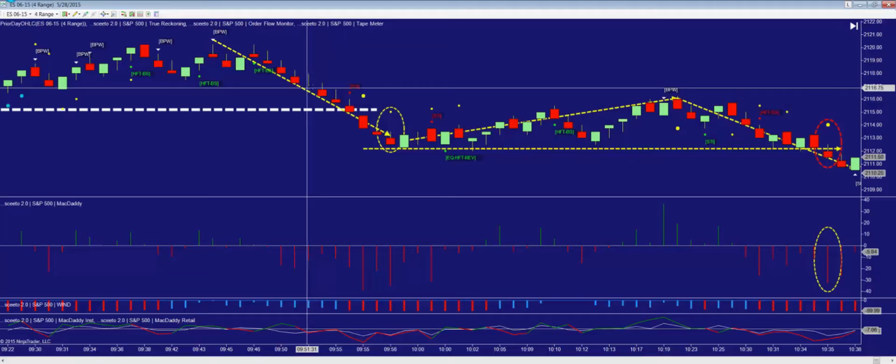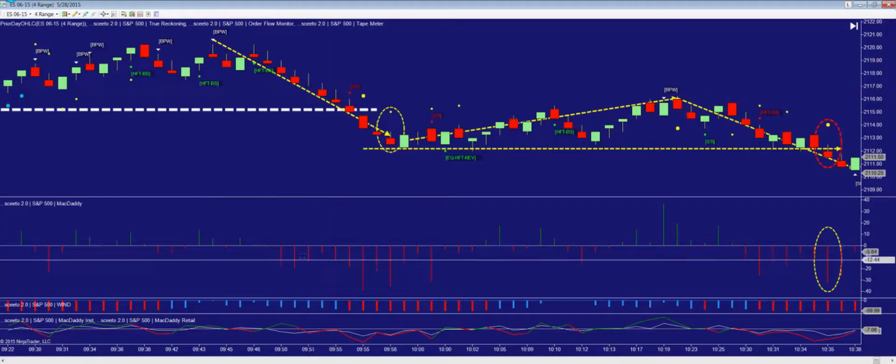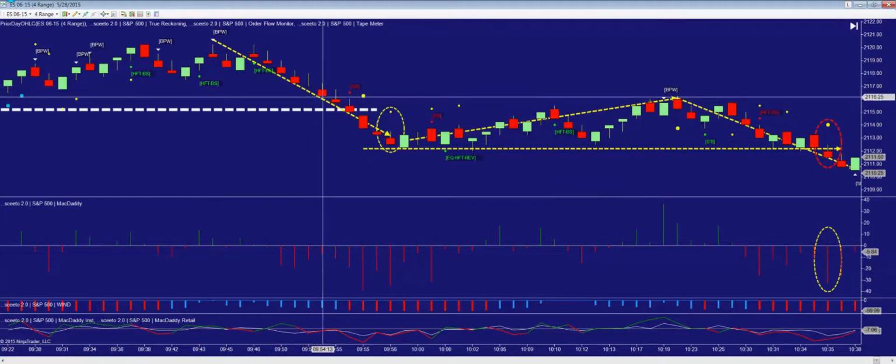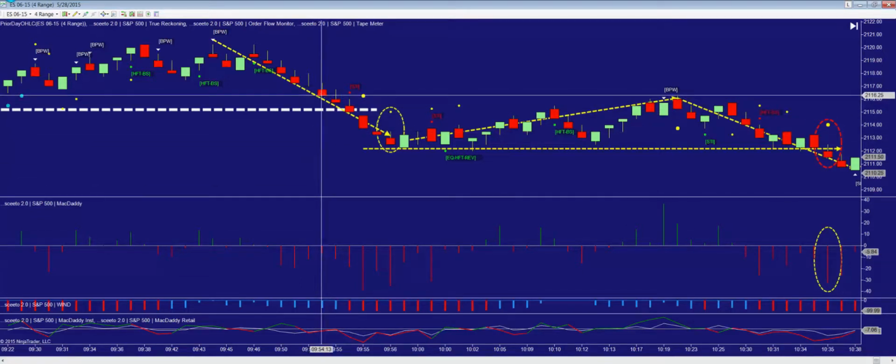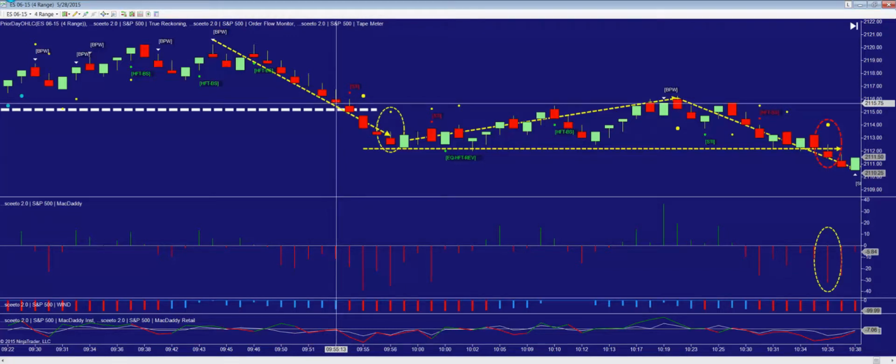Oh, I'm going to buy the low. MacDaddy slowed down. The rate of change of order flow slowed down. Moving down again. It continues to slow down. I have my standing limit at 15 and a quarter. I'm now 4 ticks away from my entry. I'm now 2 ticks away from my entry.